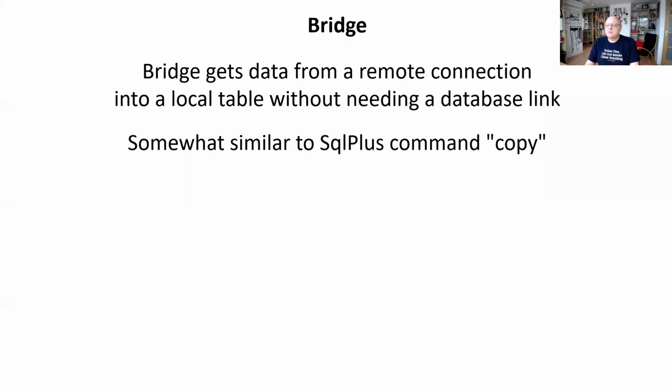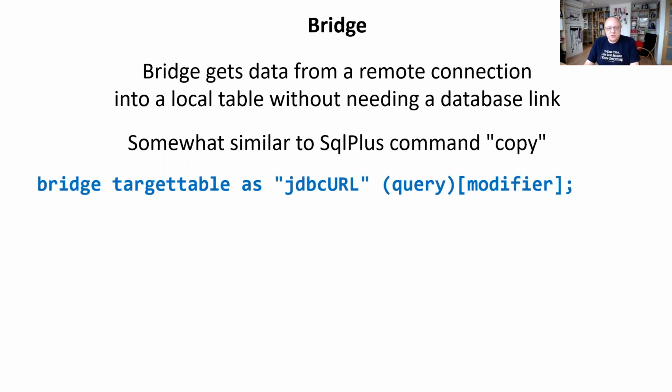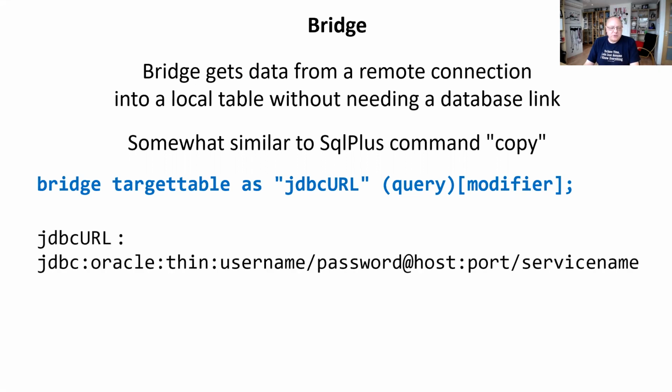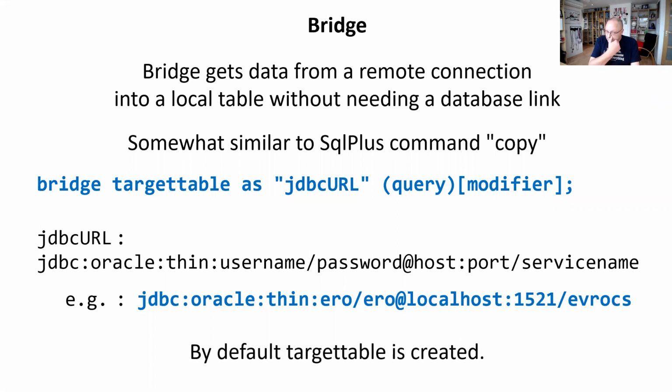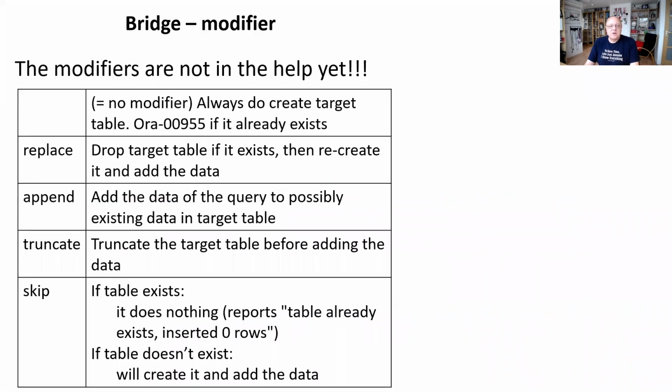The bridge command. Bridge gets data from a remote connection without first declaring a database link. This is what a statement looks like. You have to use a JDBC URL that looks like this. This is an example of a JDBC URL. And by default, your target table will be created. So if it already exists, you will run into an error.